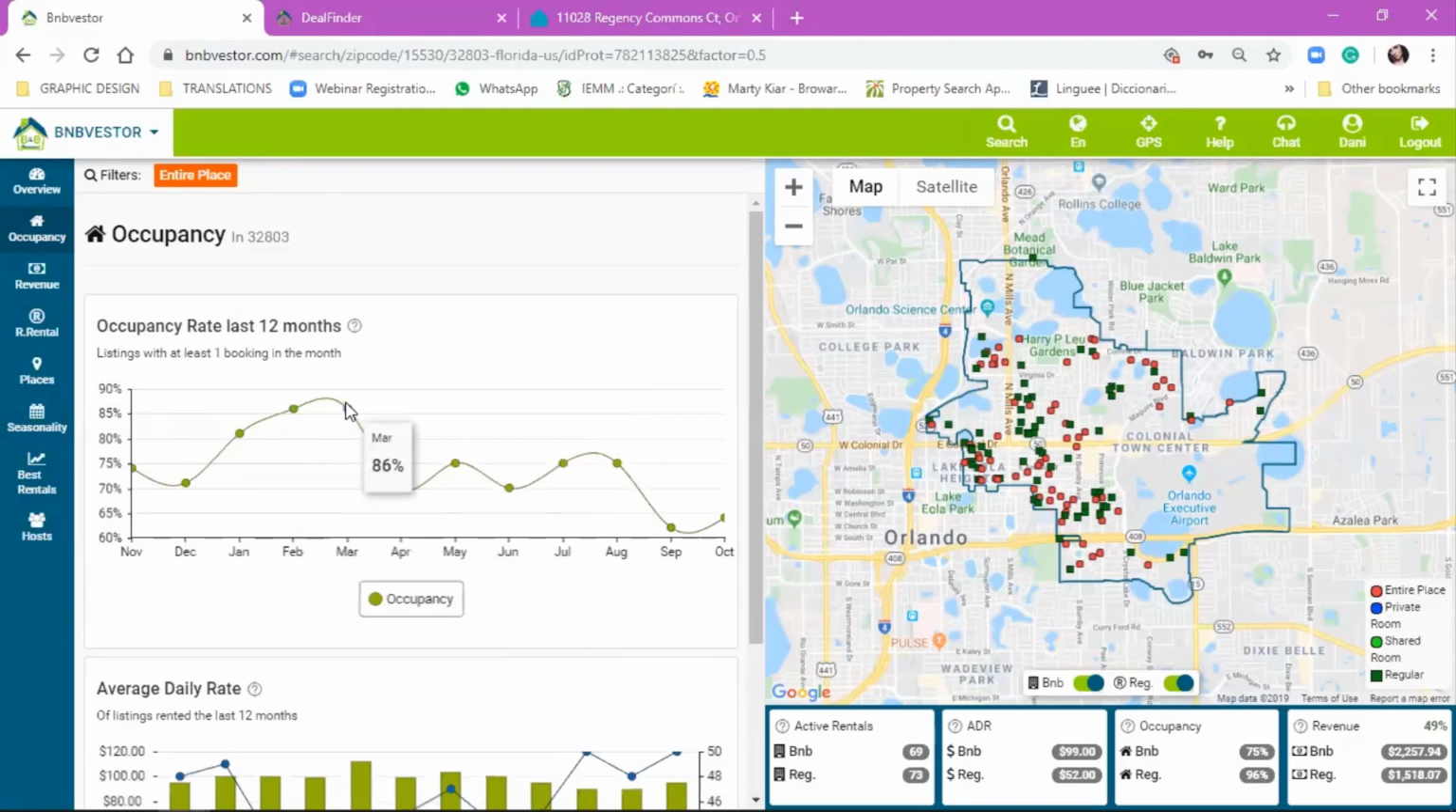Okay, it goes up to March with a high occupancy rate. Then in April, it starts to go down a bit, you can see, but it never passes until September, of course, the occupancy rate, okay? So that's why we have a 75% occupancy rate for B&B listings.